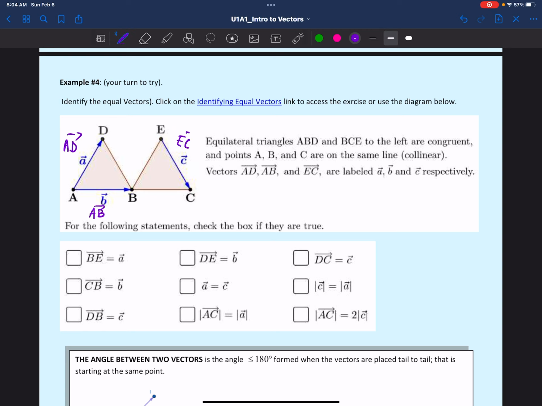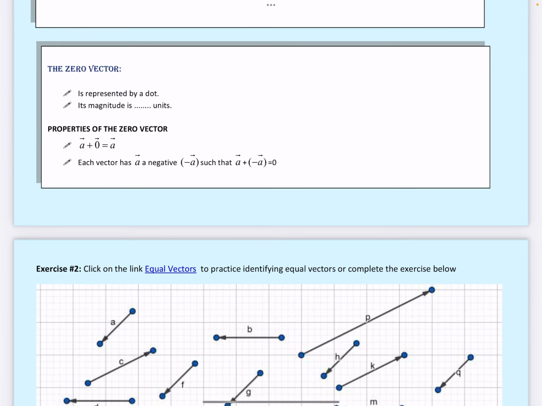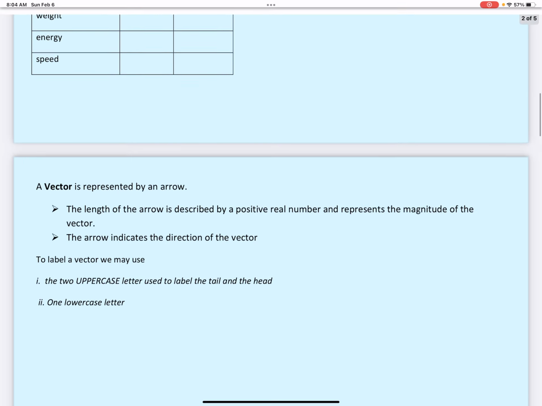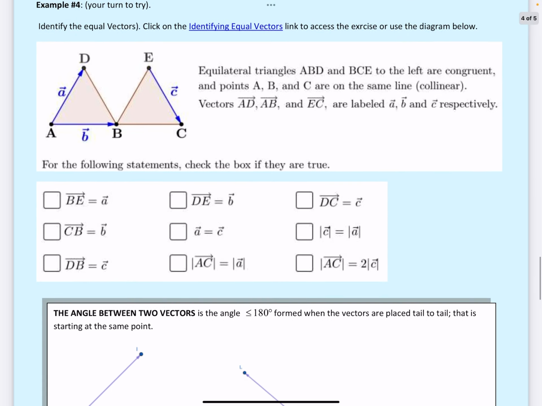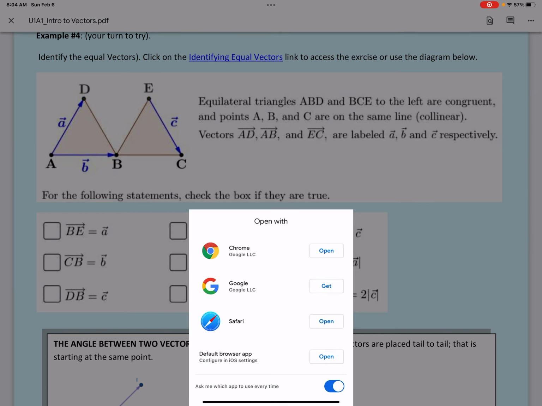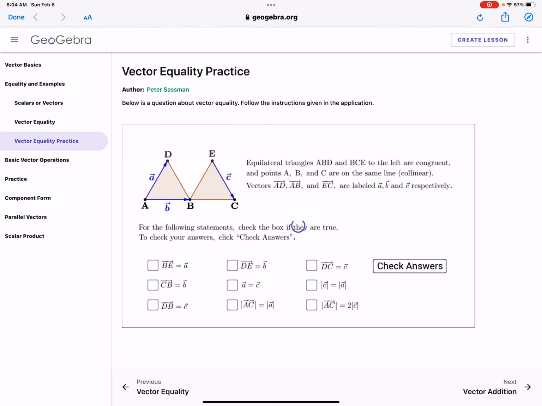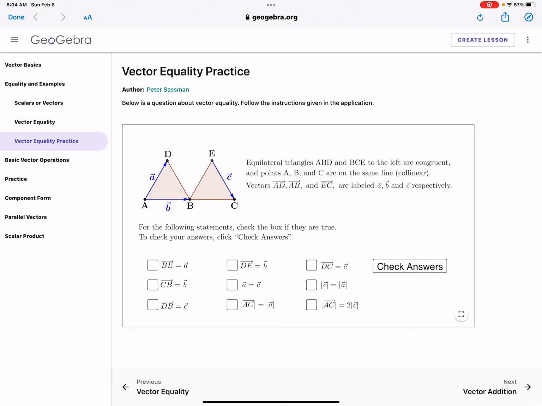For this, we're going to use again the GeoGebra app. So let's take a look again and take things from there. Another amazing activity by Mr. Peter Sassman. Here we go. We're going to look at BE and A. Are these two vectors the same? Again, read the vector from the tail, B, to the head, E. So BE is equal to A because they're parallel. So we'll put a check mark here.